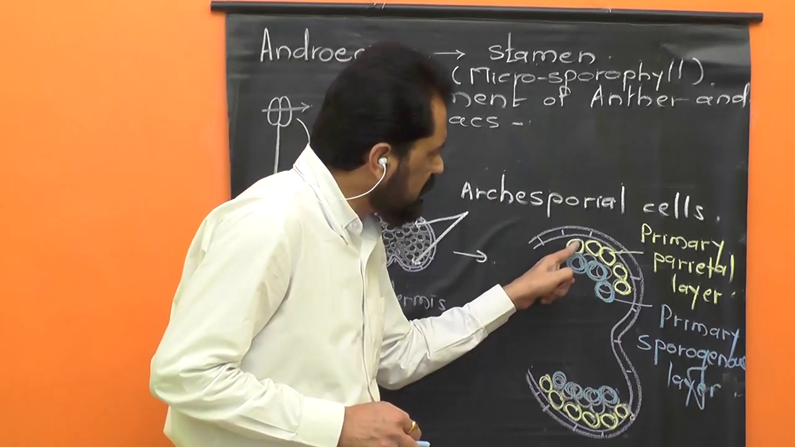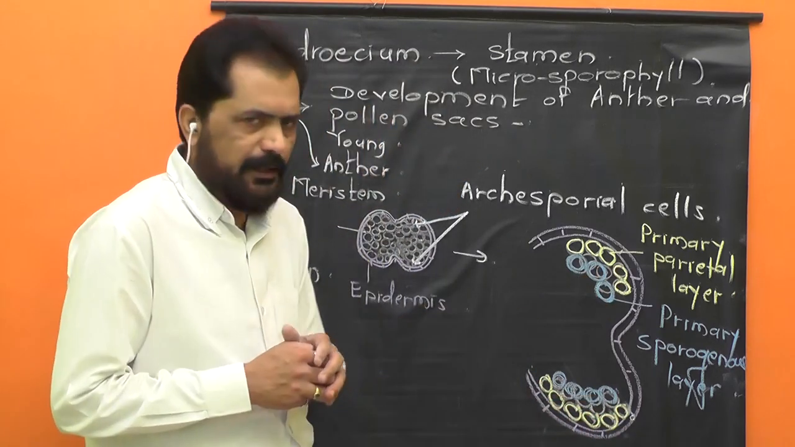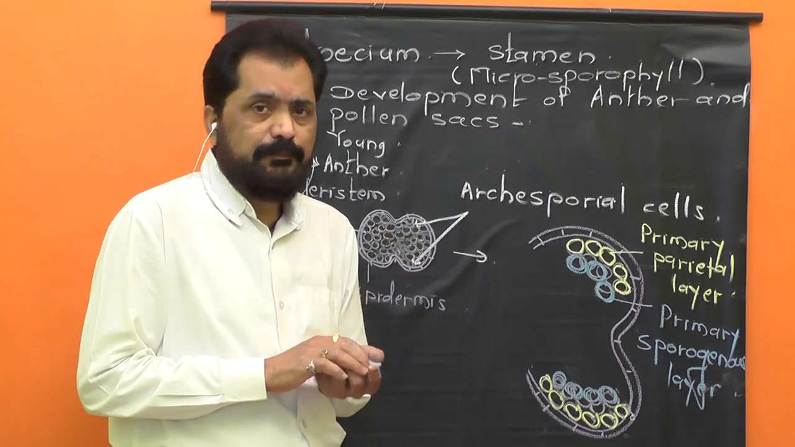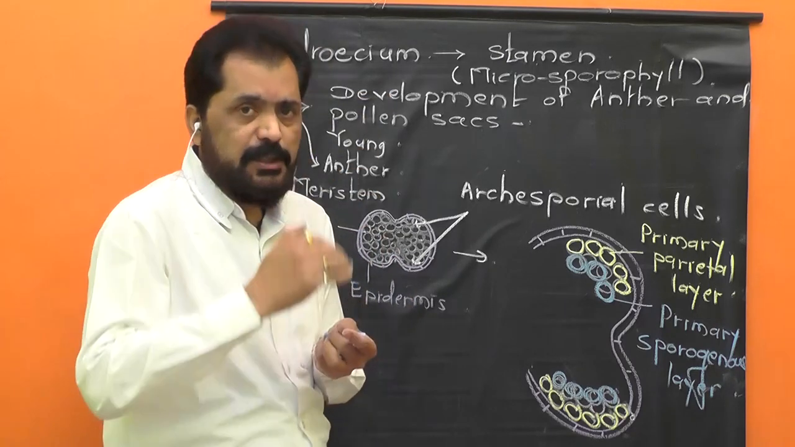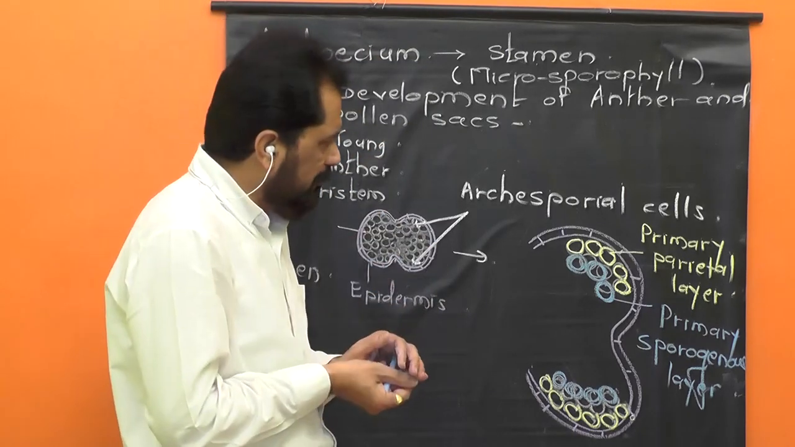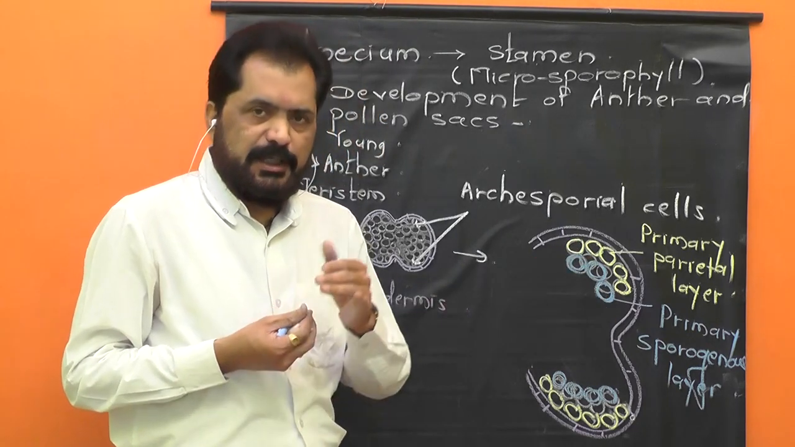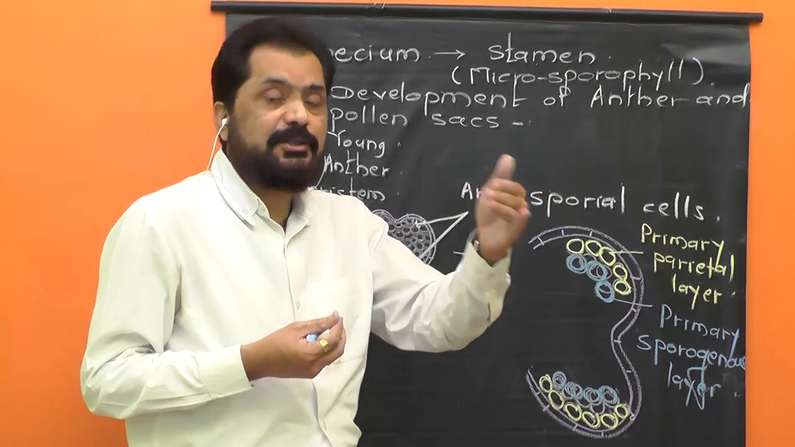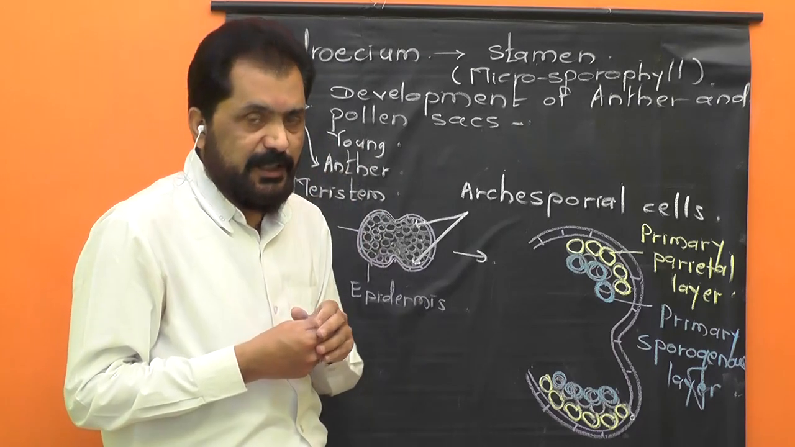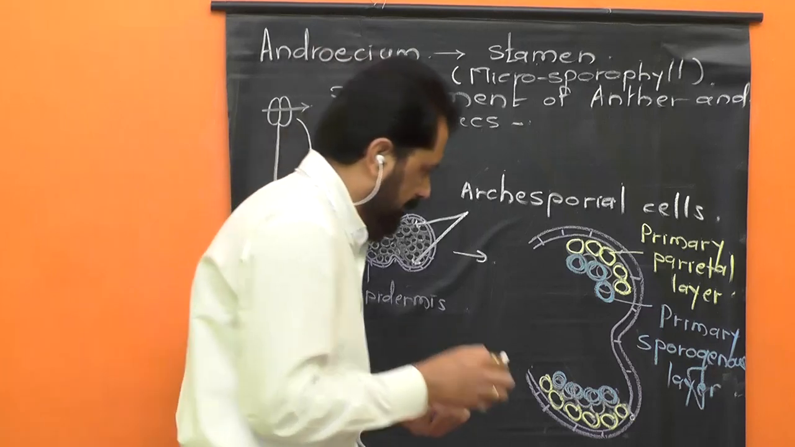During further development, the cells of primary parietal layer divide, redivide, and they form different layers of cells one above the other, and they get arranged concentrically. Let me show with the help of diagram.